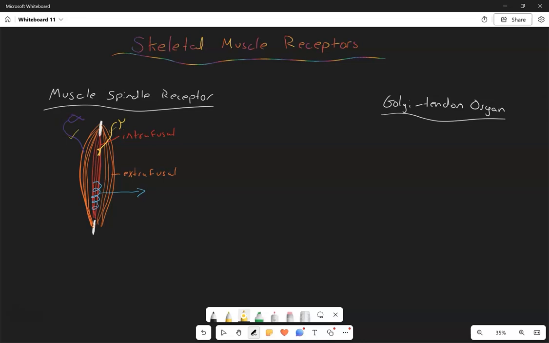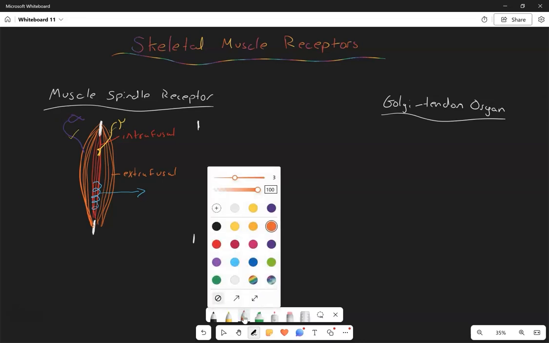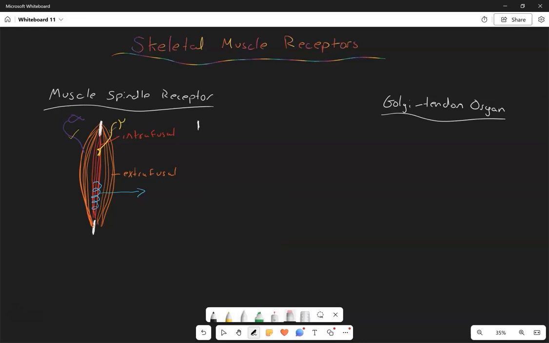So what happens if I shorten the extrafusal fibers, but I didn't shorten the intrafusal fibers? It would look something like this, where you would have this shortening of these fibers. Let me draw the shortening of the actual muscle. So something like this, where those extrafusal muscles were shortened. Right, so we had shortening of those extrafusal muscle fibers.